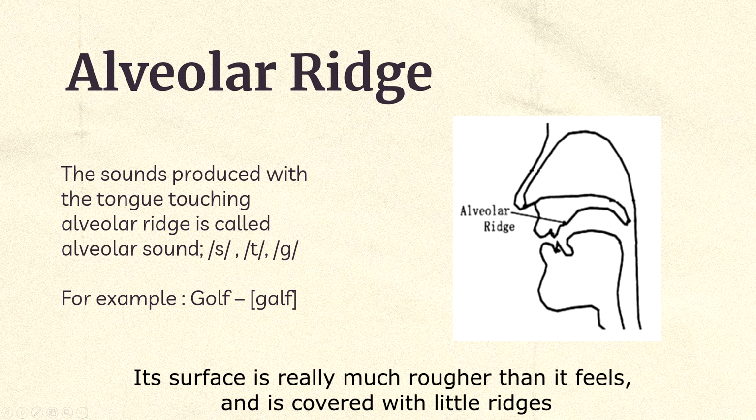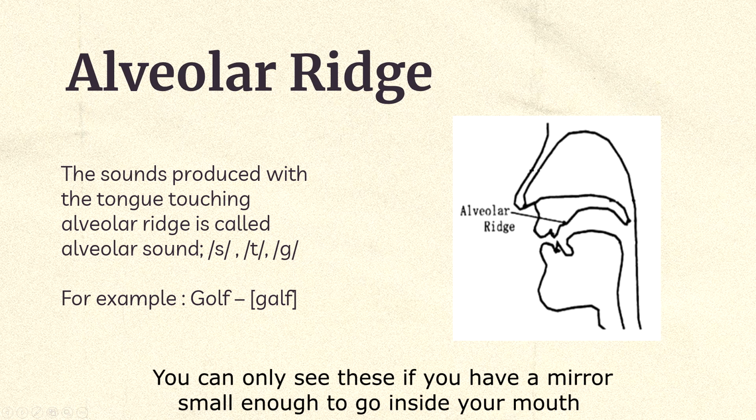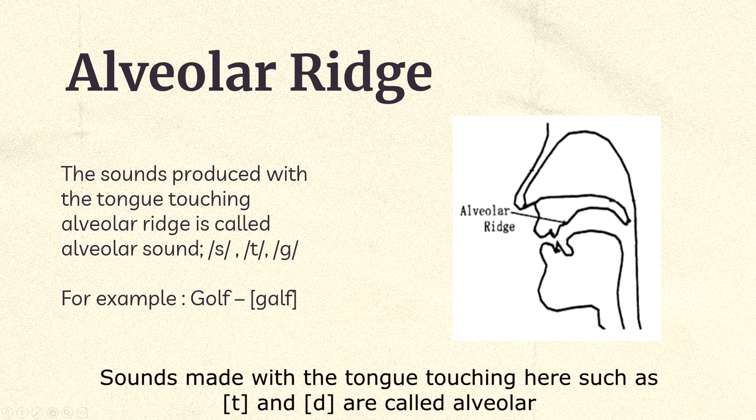Its surface is really much ruggeder than it feels, and is covered with little ridges. You can only see this if you have a mirror small enough to go inside your mouth, such as those used by dentists. Sounds made with the tongue touching here, such as t and d, are called alveolar.